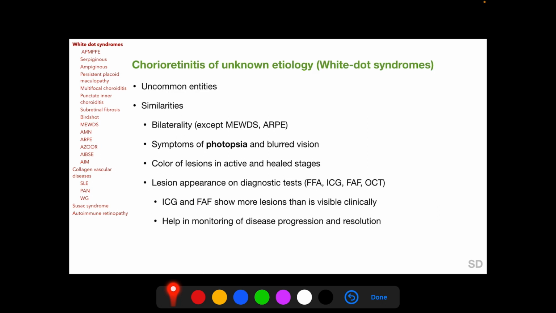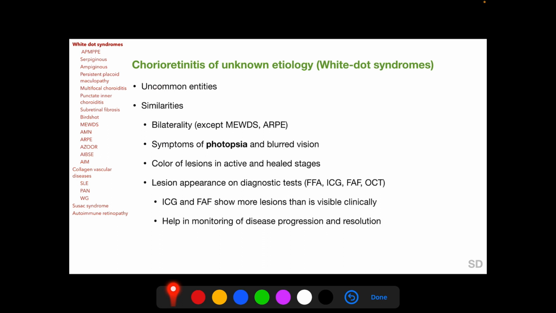So the first set of diseases which we have in posterior uveitis are the white dot syndromes, and as I have mentioned, their clinical features are often overlapping and the findings on the diagnostic examinations are more or less similar. So we have a large number of entities classified under white dot syndromes, and they are uncommon entities.